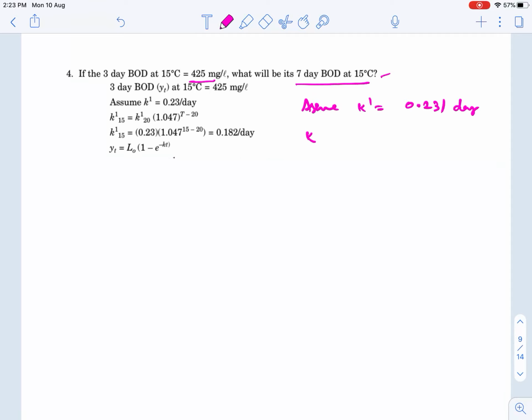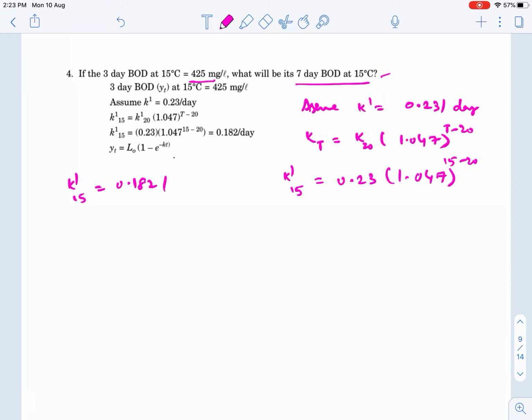So what is the formula for calculating at any temperature? KT is equal to K20 into 1.047 whole to the power of T minus 20. So K dash at 15 is equal to K dash at 20, which is 0.23, into 1.047 whole to the power of T minus 20. What is T here? 15 minus 20. So K dash at 15 degrees centigrade is equal to 0.182 per day. So this is the deoxygenation constant at 15 degrees centigrade.